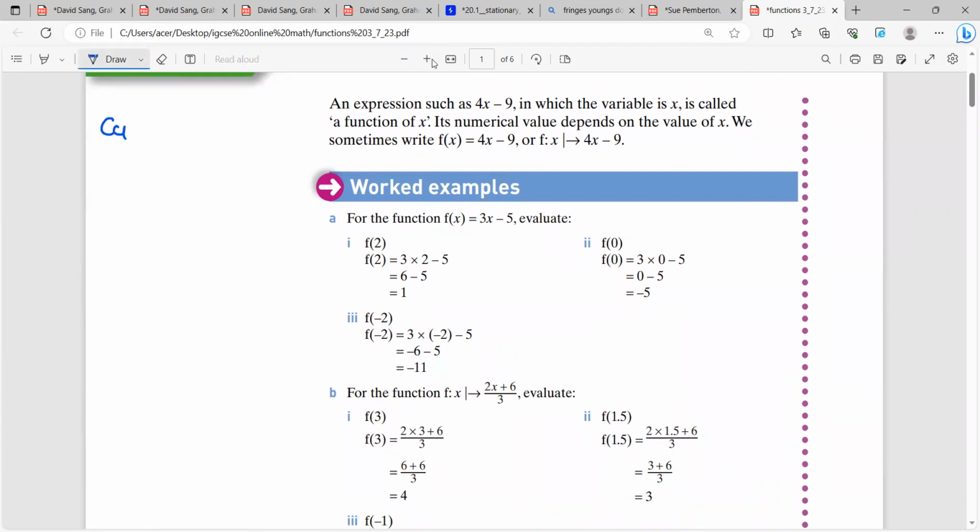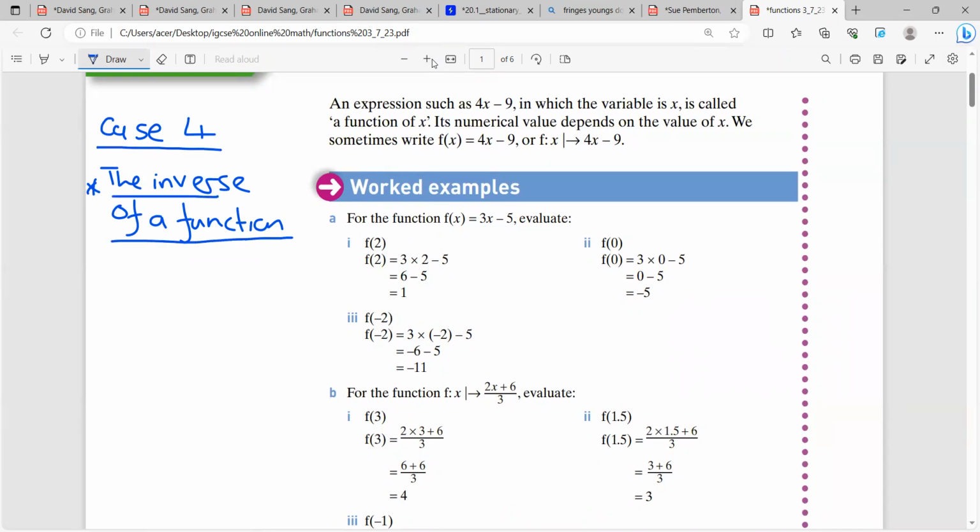All right. So now we need to look at case 4, the inverse of a function. Okay. All right, let's do this. So for you to find the inverse of a function, there are a few steps that you need to follow. Steps. Step 1, write the function.